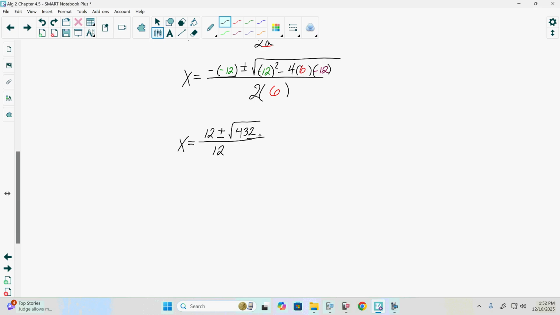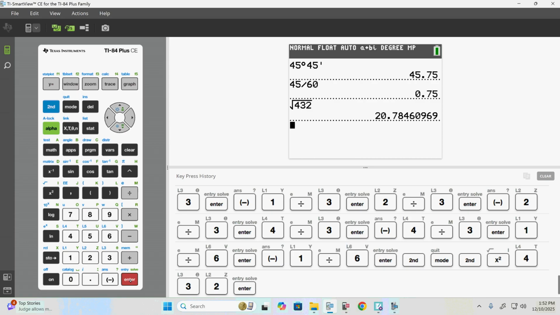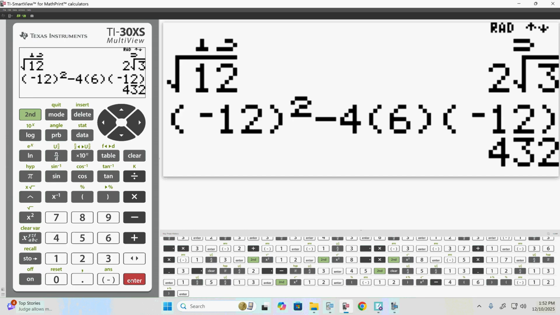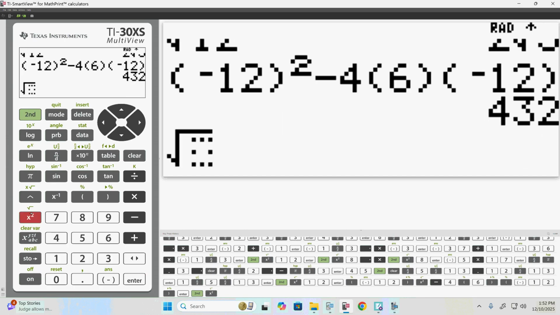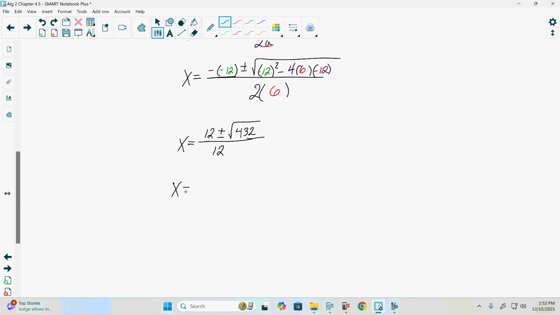Now we do need to see if the square root of 432 simplifies. One of the ways that we can do that is we can type it in the graphing calculator, and it tells us that it's 20.7846096. So that might mean that it doesn't simplify, but the graphing calculator doesn't leave it in simplest radical terms anyways. I would rather use the 30xs, the yellow calculator. It will simplify radicals as long as the numbers don't get too big. And it does tell us that the square root of 432 simplifies to 12 square roots of 3. So since that does simplify, we do need to simplify it.